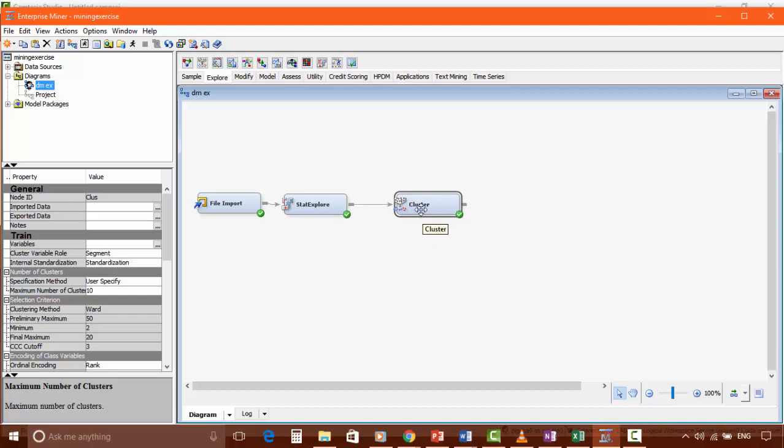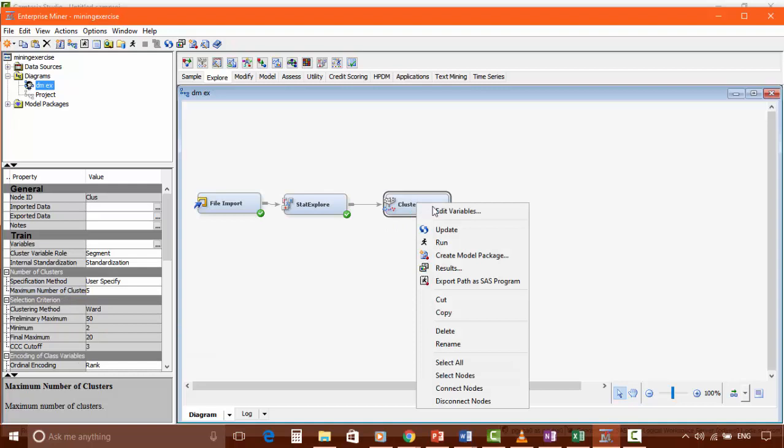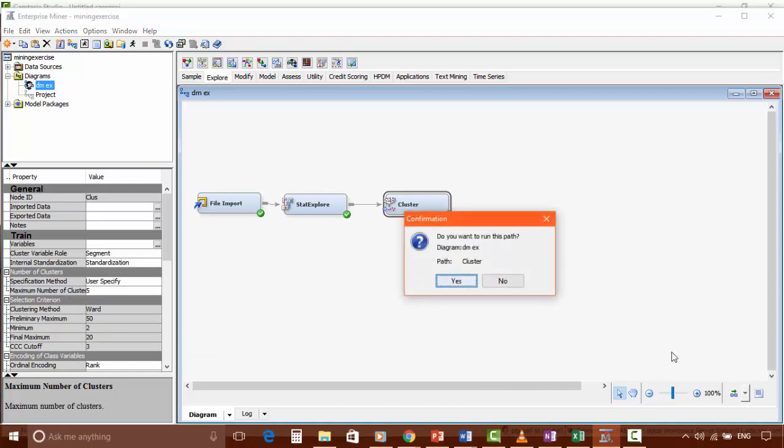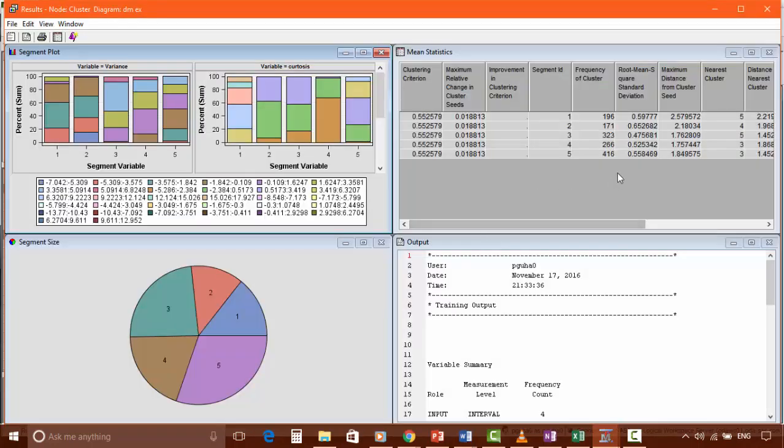We will be seeing how the number of clusters in a clustering impacts the mean square error. By default, when we give it automatic, the maximum number of clusters in SAS is 10. We will be changing it to user specify, and let's see what the result will be when the number of clusters is 5. We can see the root mean square error is somewhere between 0.59 and 0.55.